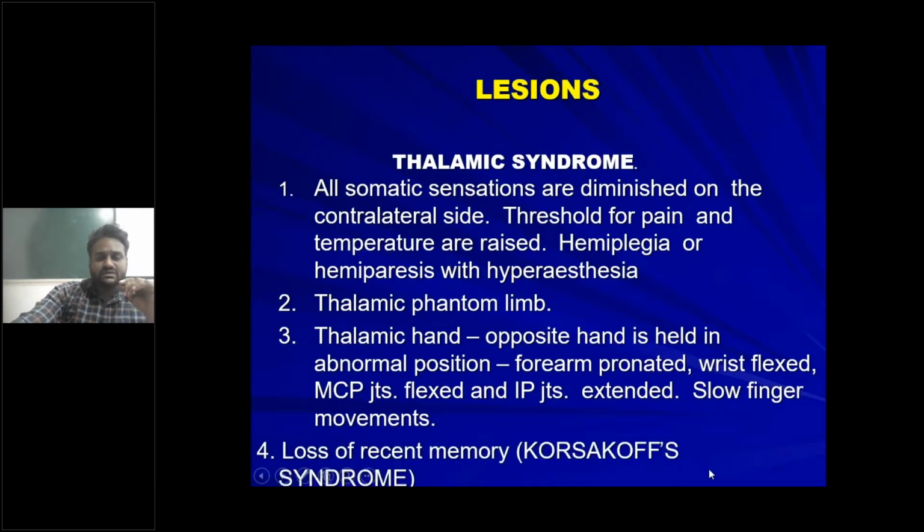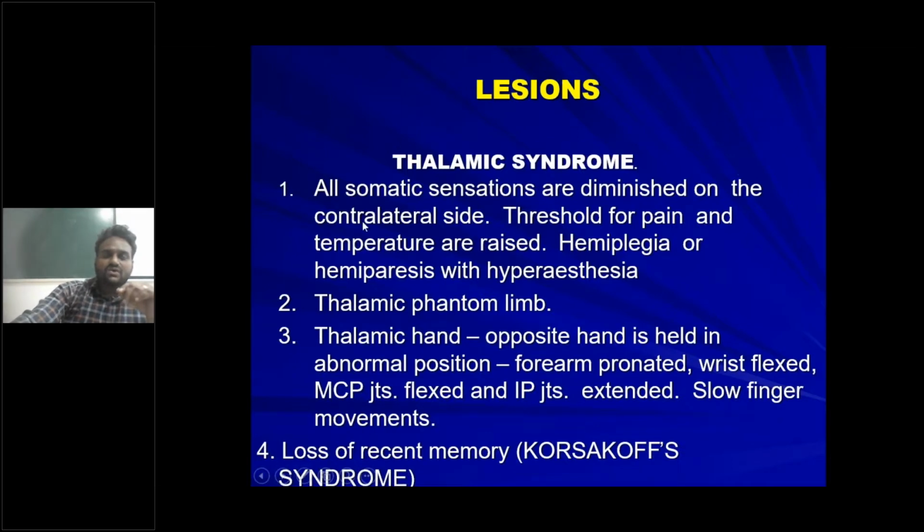And the fourth clinical manifestation, very, very important, is loss of memory. Already I told you regarding the anterior nucleus that it forms the Papez circuit. The function of the Papez circuit is concerned with memory, long-term memory. So if the thalamus is involved, that leads to loss of memory, loss of recent memory.